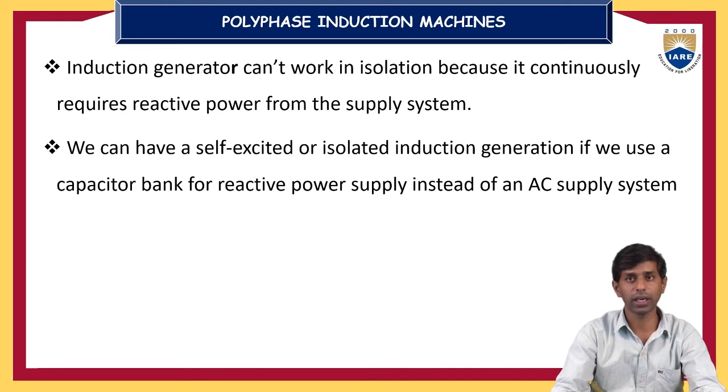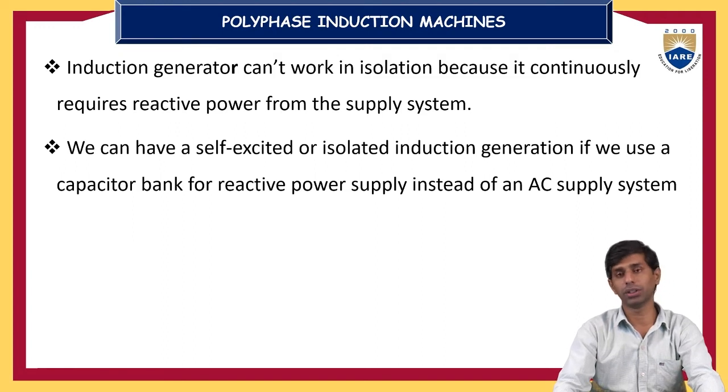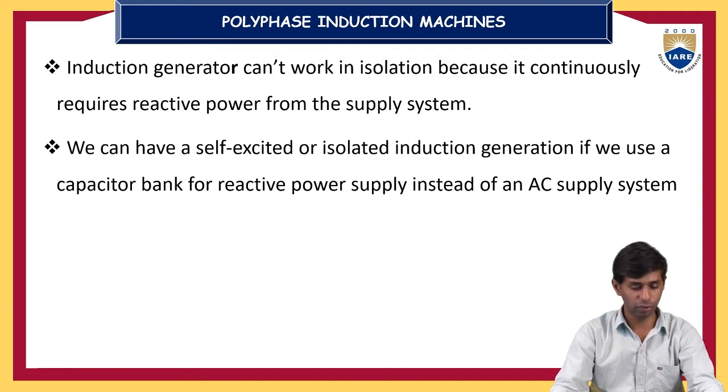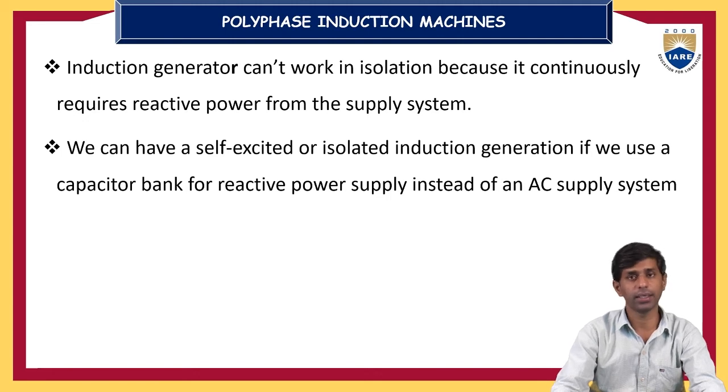We have classified the induction generators into the isolated induction generator, or self-excited induction generator, and the non-isolated induction generator, which does not come under the self-excitation category. It is not self-excited; that is called separately excited. We can also use the term separate excitation for the induction generator. So we can classify the induction generators into two categories: one is the self-excitation case, and the other is the separate excitation case.